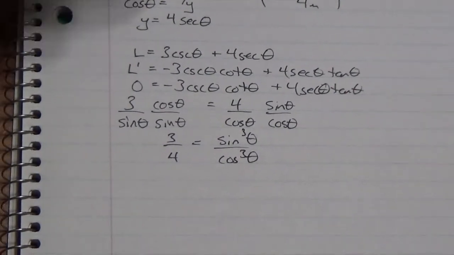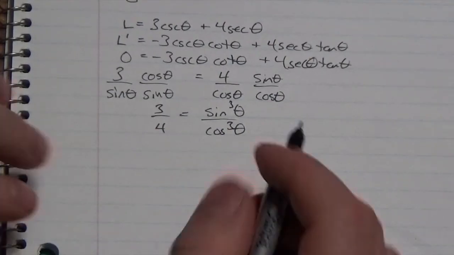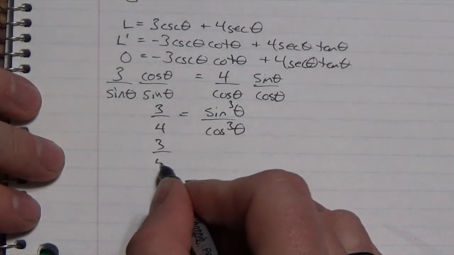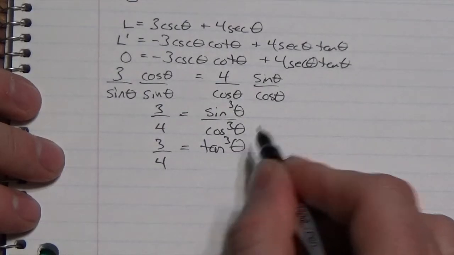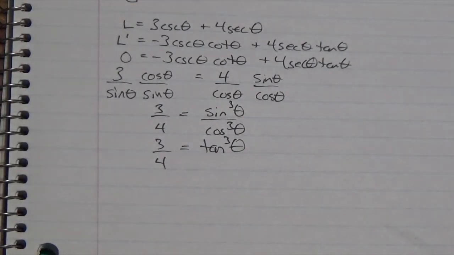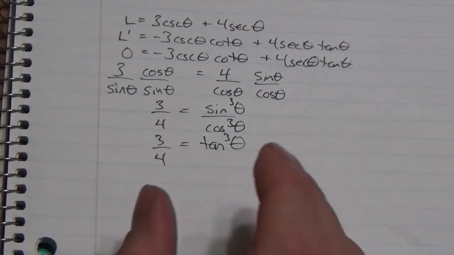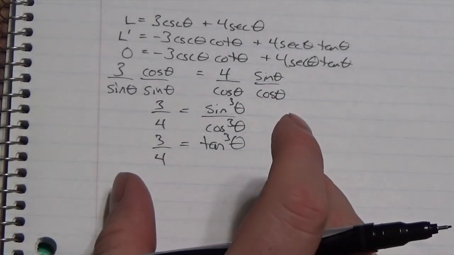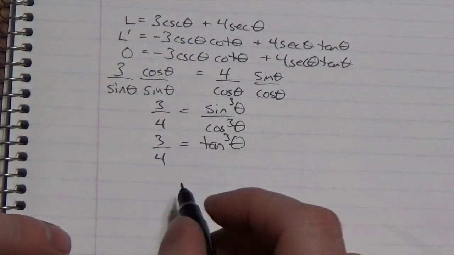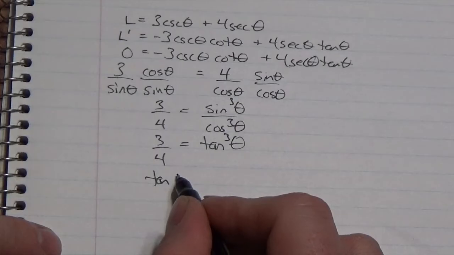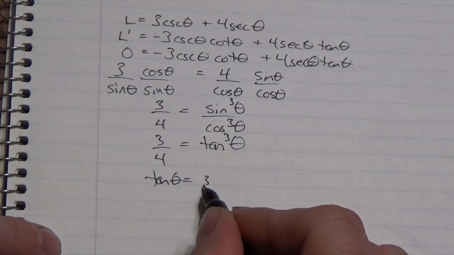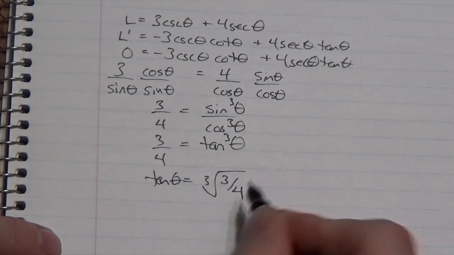Well, that is substantially simpler. In fact, I can go even one step further. This is 3/4, and this is going to equal the tangent cubed of theta. Well, now that's just brilliant. That is absolutely brilliant. So this will be true when I take the cube root. So now all of a sudden tangent of theta will equal the cube root of 3 over 4.